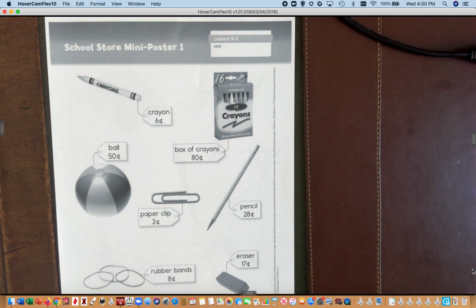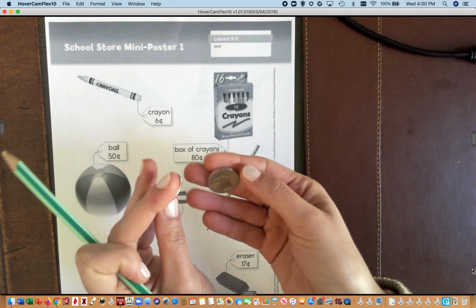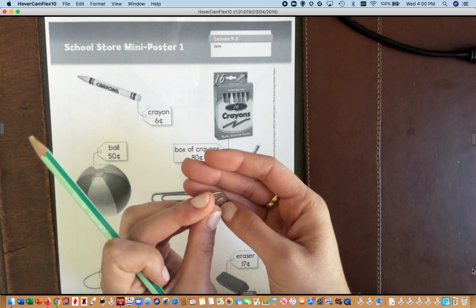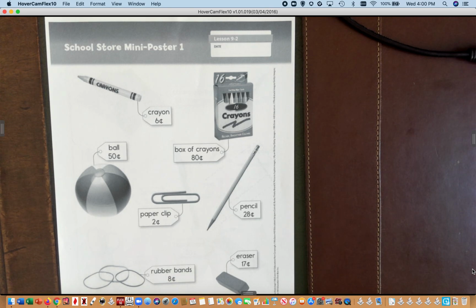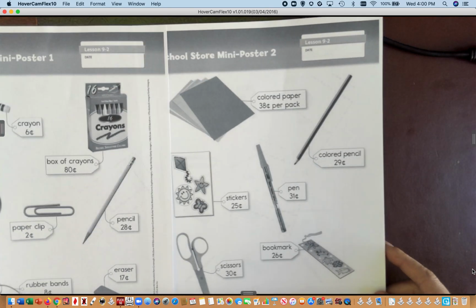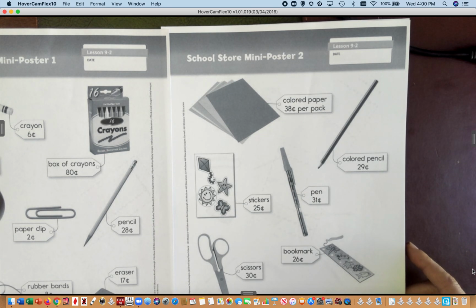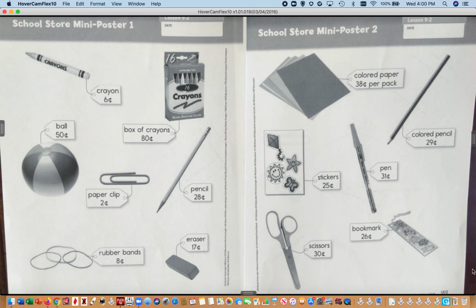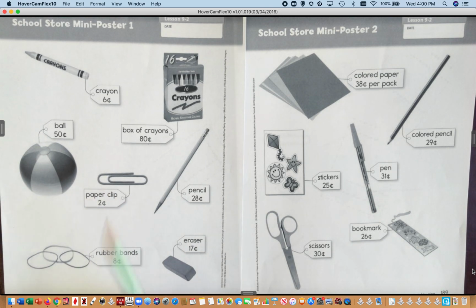You're going to pretend like you only have 50 cents to spend at the school store. You're going to find 2 items that you would like to buy, and you're going to figure out their total. So I'm going to take a look. I've been needing a new bookmark for the book that I'm reading, and I think I could really use a paper clip to keep my math sheets together.